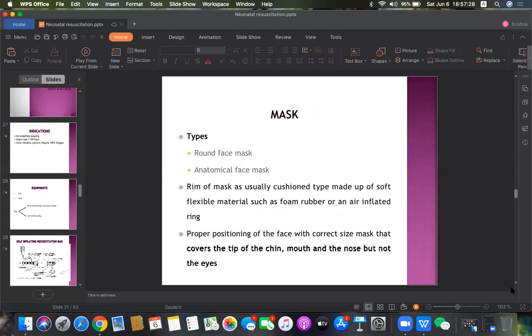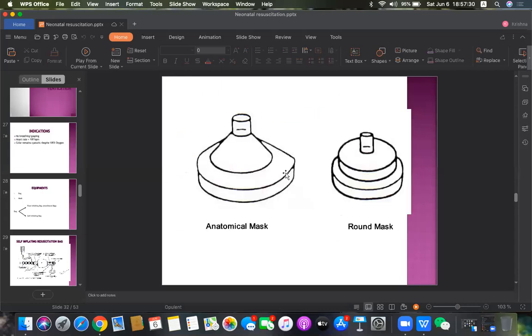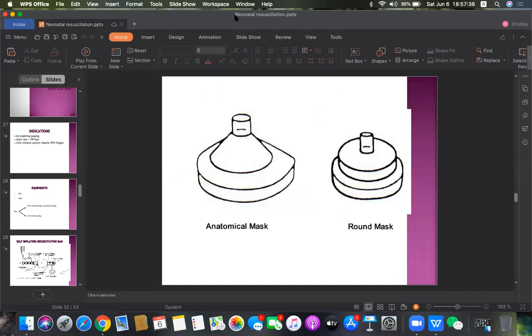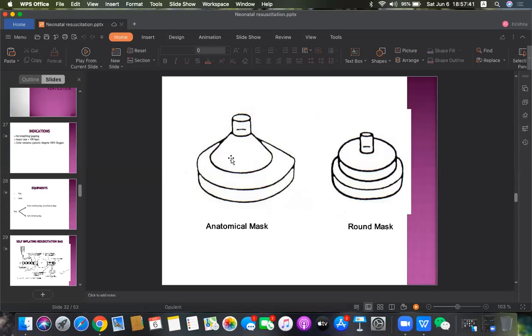Now I will talk about how to apply these masks and what are the different types of masks. Now see there. This is called an anatomical mask, and this is a round mask. This mask has to cover the nose and the mouth very tightly. Nose and mouth both have to be covered very tightly by the mask. This is a very important point.